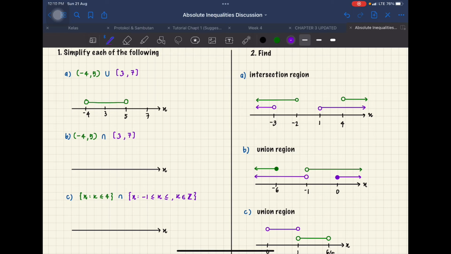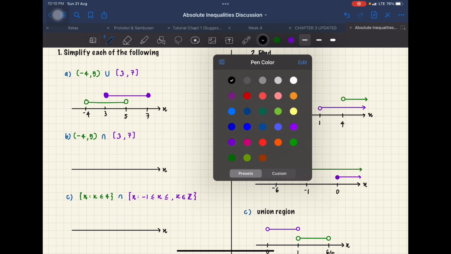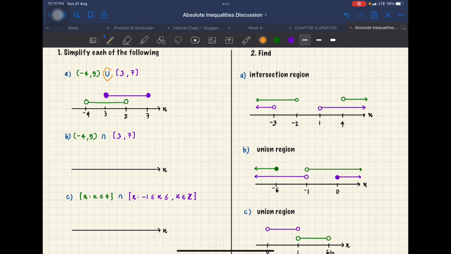Okay, and then for the purple one, it is a close bracket at 3. A close bracket at 3 means a dense circle, it has color. And it is a close bracket as well at 7, so it is also colored purple. Use whichever color you have; I use purple. Okay, so what does it ask for? It asks for union. For union, we take everything that is there. Green is there, we take it. Purple is there, we take it.